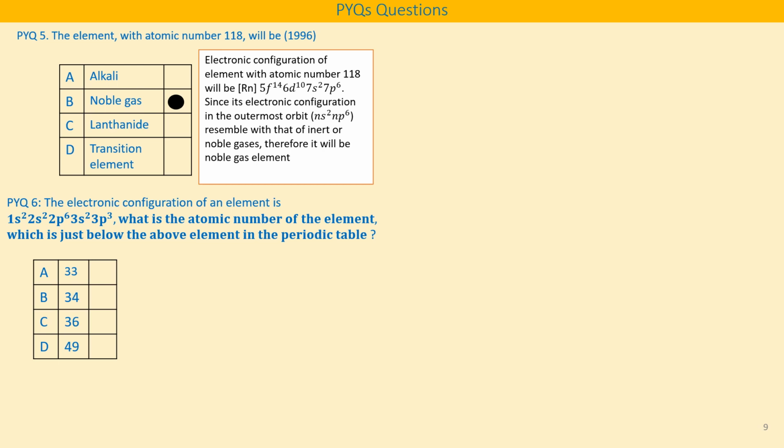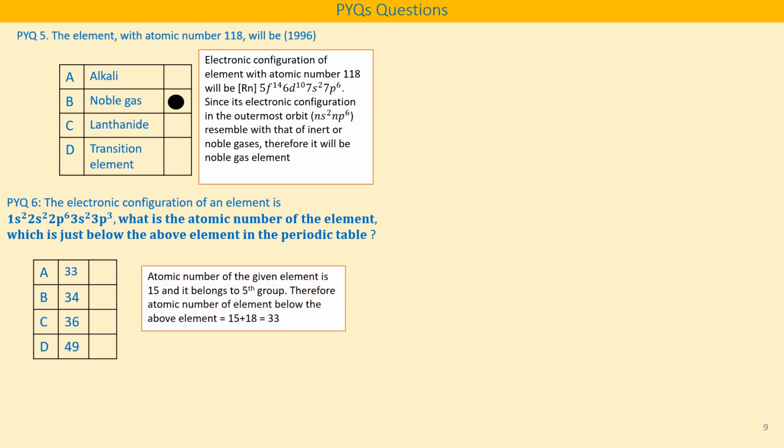You can even refer to the table. The atomic number of the given element is 15, adding the powers 2 plus 2 plus 6 plus 2 plus 3, and it belongs to the fifth group. Therefore, the atomic number of the element below the above element is 15 plus 18, which is equal to 33.